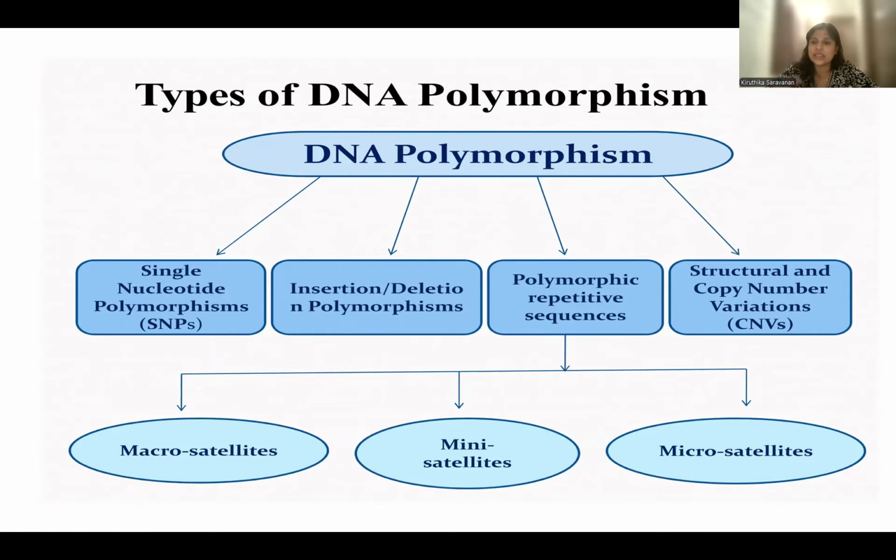Now, insertion or deletion polymorphism means that either one nucleotide base pair is inserted into the DNA sequence or it has been removed from the DNA sequence. Now we have polymorphic repetitive sequences as well, where we have microsatellites, macrosatellites and minisatellites. Then we have structural and copy number variation. As I told you, there is a deviation in the number of copies of DNA fragments generated. These are the different types of DNA polymorphism.